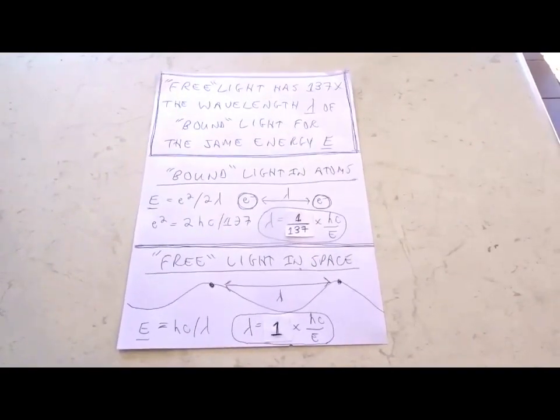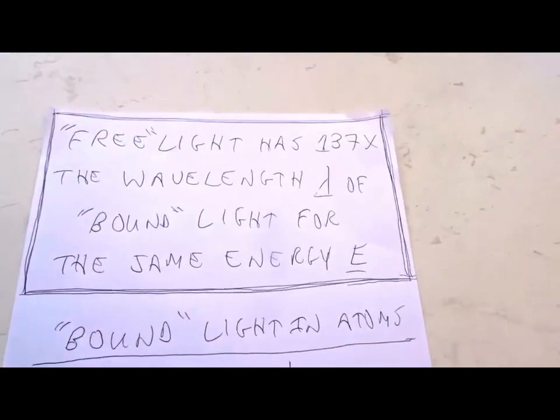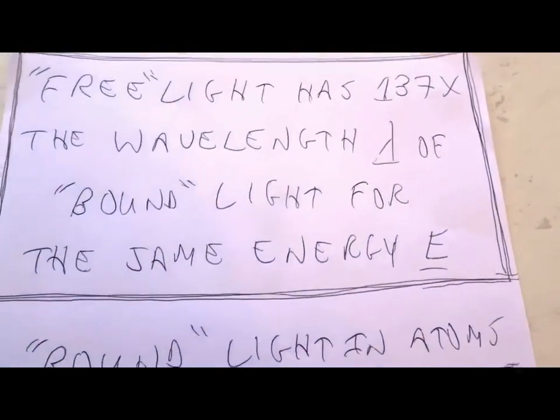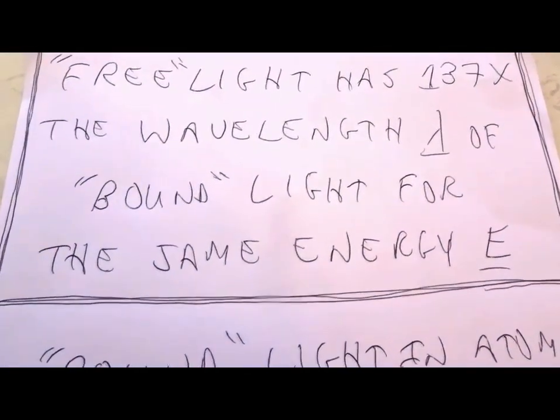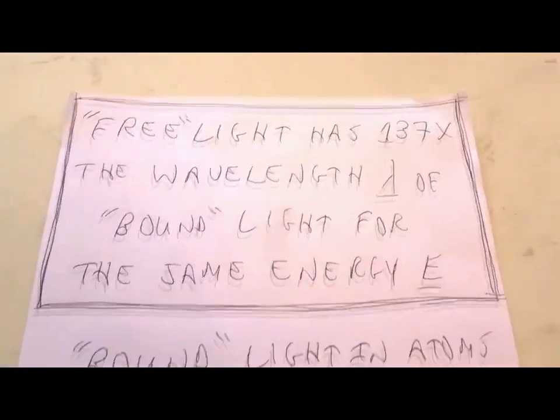Here is something interesting which is not taught in the schools. In general, free light has 137 times the wavelength lambda of bound light for the same energy E. Have you heard that before? I don't think so. Let's see how it works.